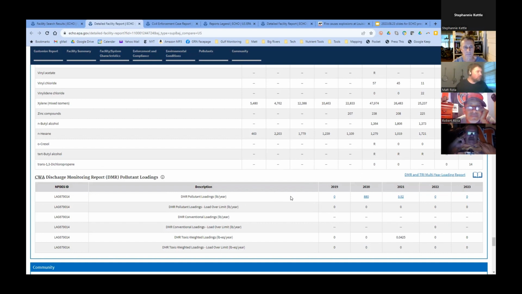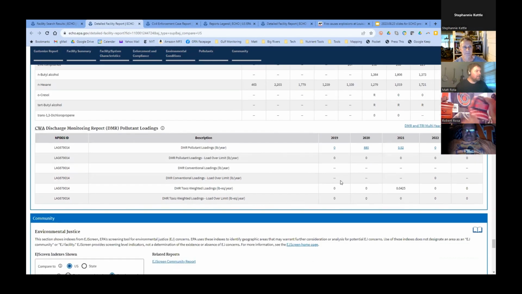You can also look into their different loadings under the Clean Water Act. Each facility needs to put out DMRs, discharge monitoring reports. So you can dig into these things to see just where they are, what they're putting in. If they're over, it'll be noted here. In this one, they aren't violating their Clean Water Act permit. It's the only permit they're not violating.